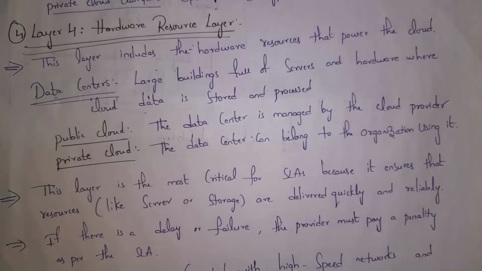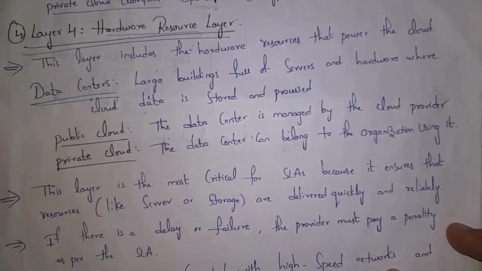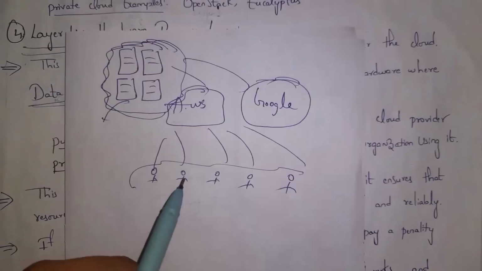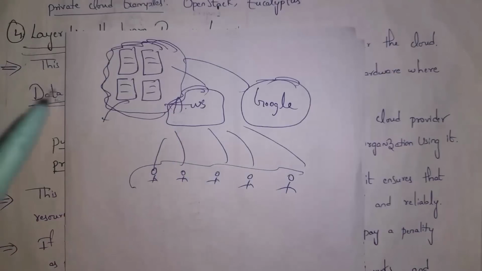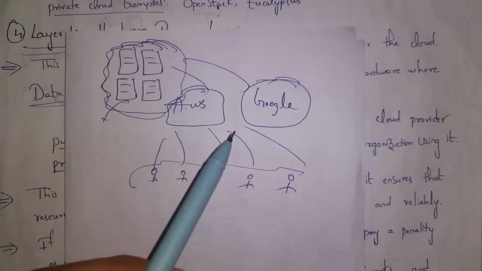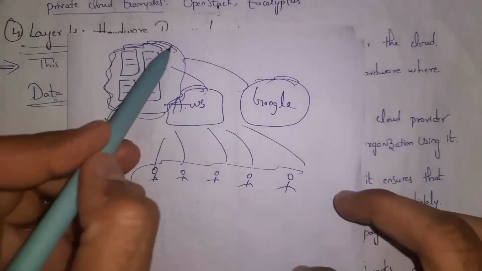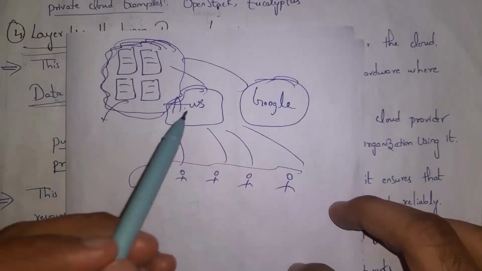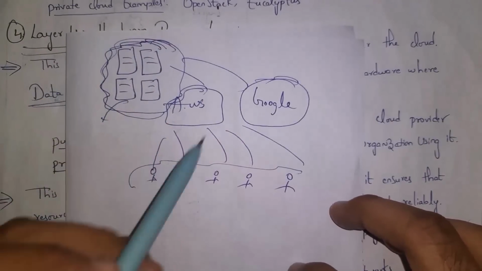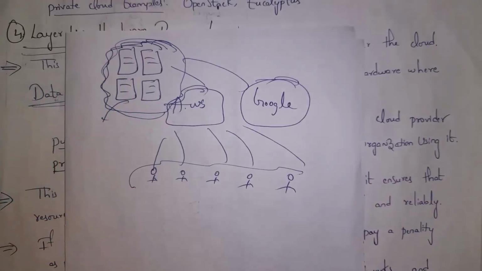The name itself says hardware resource layer. This layer includes hardware resources that power the cloud. Guys, many users will use AWS cloud and Google cloud. And the AWS company contains so many servers and similarly the Google company also contains so many servers. And the place where servers are stored physically, we call that location a data center. So the AWS company contains so many data centers. A data center is nothing but the place where servers are stored physically. We call that location a data center.